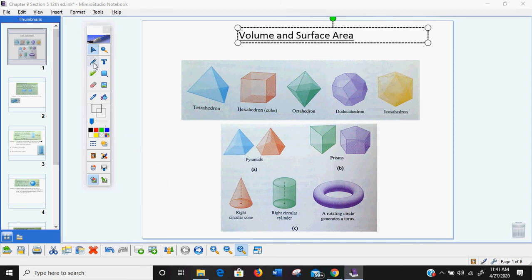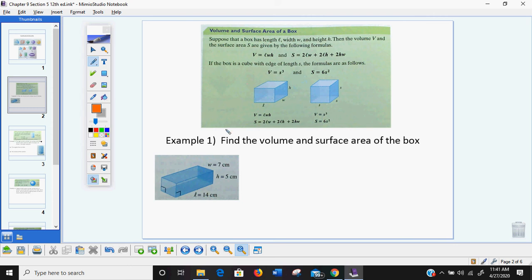Okay, let's look at volume and surface area of several figures. So on this slide, you can see several different shapes. We're going to talk about objects and talk about the volume, which is what's inside, and the surface area, which means the outside covering, the area. We're going to start with a box, sometimes called a rectangular prism.